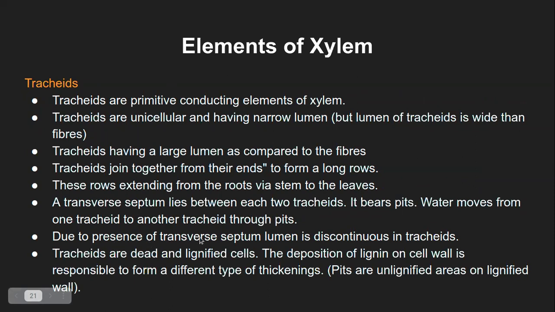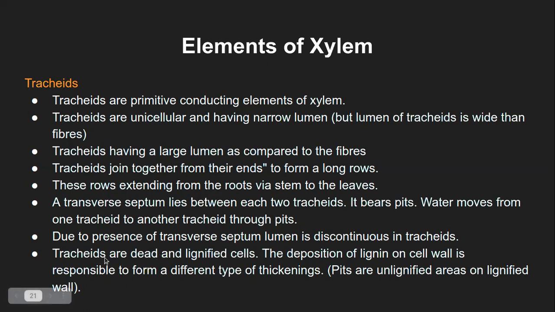And due to the presence of this transverse septum, the lumen is discontinuous. Discontinuous because there is a blockage, right? The septum or the partition is a kind of blockage, and that is why it is said the lumen is discontinuous. Rather, it is not complete. Like whenever you have a water pipe, it has a complete hollow portion inside. But in the case of tracheid, that is not the case, and that is why it is said that it is discontinuous.